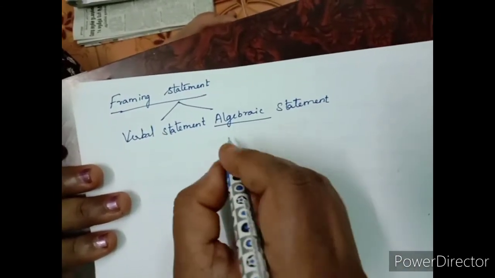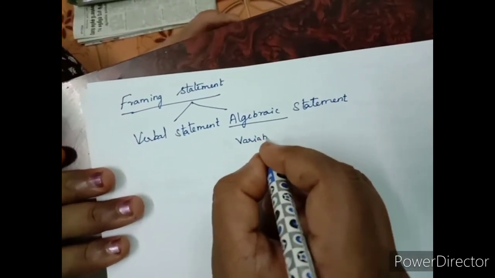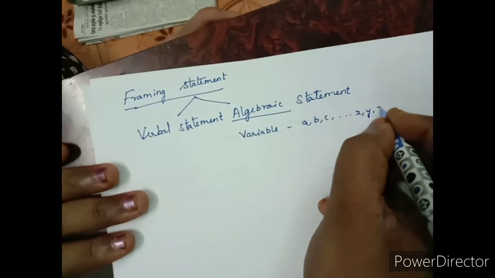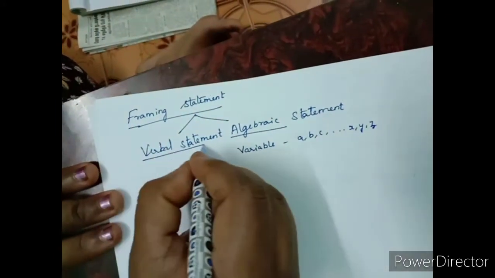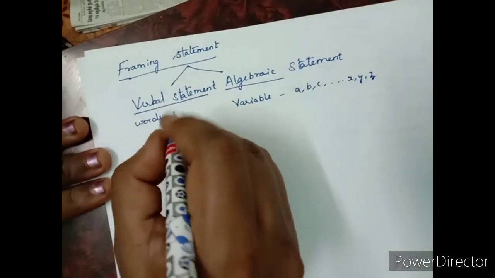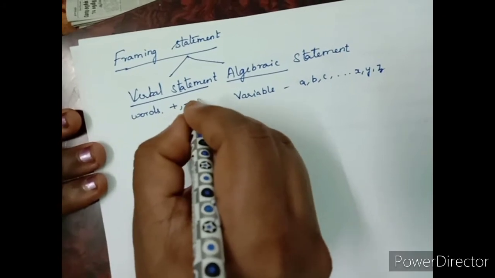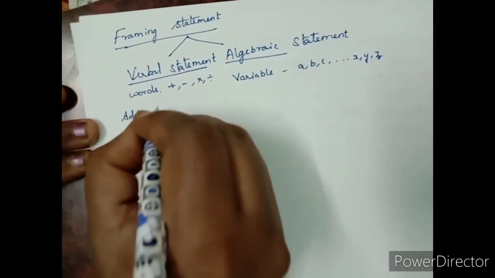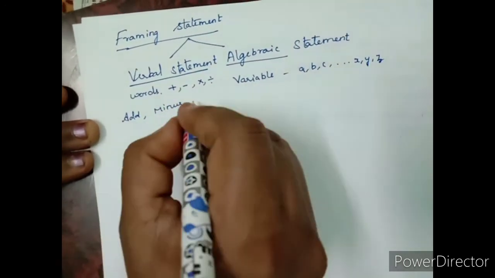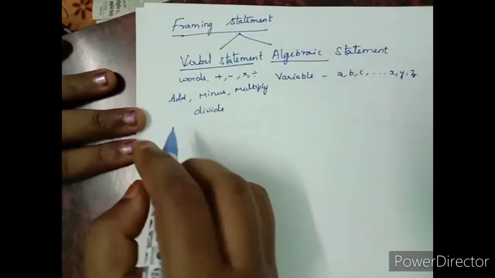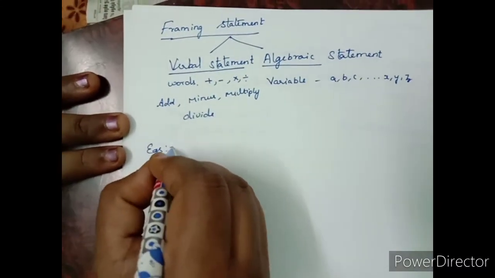In an algebraic statement we will be using the variables. Variables are nothing but the alphabet, A, B, C, X, Y and Z. Well, coming to verbal statements, we will be using the words. For example, instead of the symbols plus, minus, multiply or division, we will be using the words add, minus, multiply, divide. Likewise, we will be using the words.